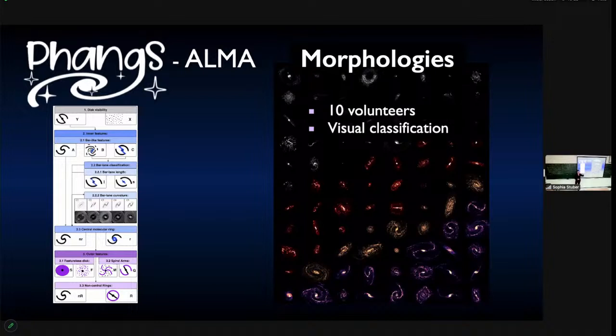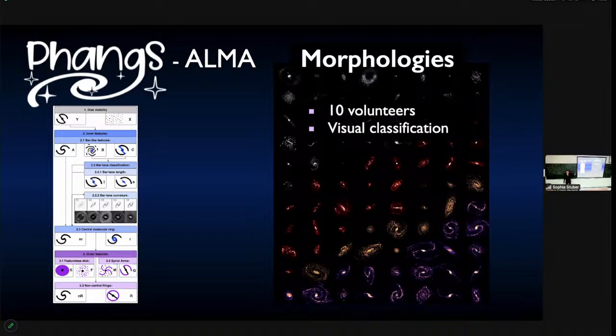So we stuck to a visual classification, but we had 10 people doing this classification to ensure that we are really tracing real features and we have a good agreement, and not just one person doing this. And we had a flowchart of different things that we went through to basically just say, okay, what are the features that we're looking at? What do we see?